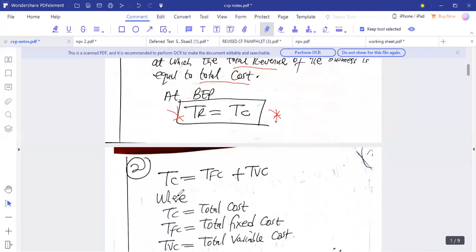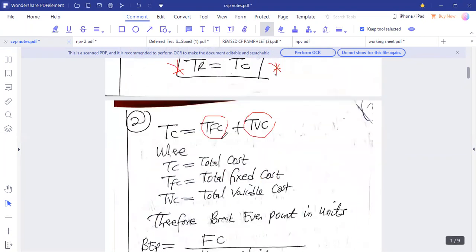Now, the total cost of the business is equal to the total fixed cost plus the total variable cost. Every business has two major costs. The fixed cost is the cost that the firm incurs regardless of production. But the variable cost is a cost that the firm incurs as they produce units of a commodity. So the more they produce, the more the variable cost keeps on varying depending on production. This is about the total cost.